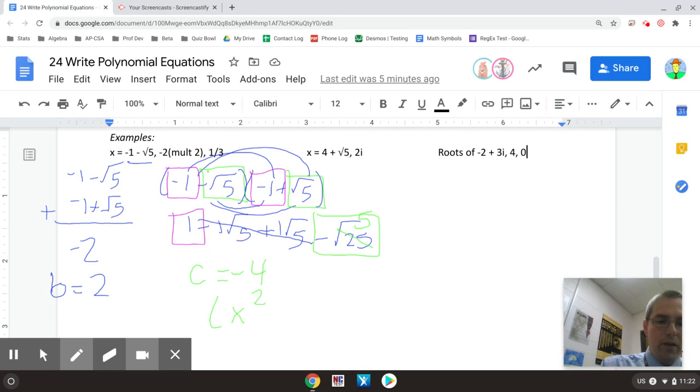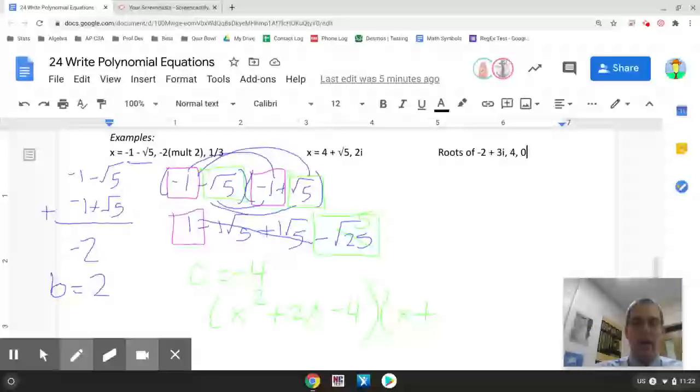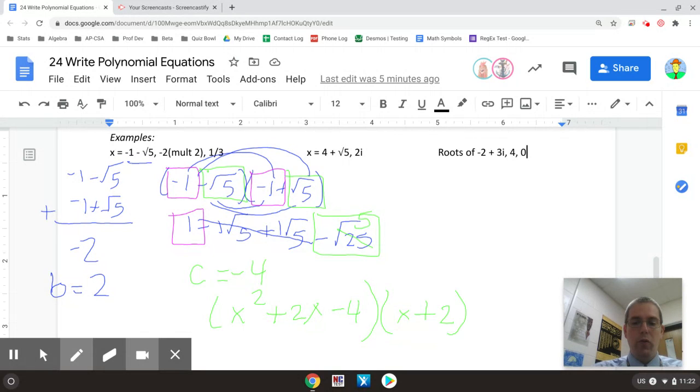Now my quadratic equation here will be x squared. My B value is 2, so plus 2x. My C value is -4, so minus 4. Now the next thing I need to worry about is the -2. So that's going to be just an x plus 2. And since it has a multiplicity of 2, you could either write it twice or be a little bit quicker and just put an exponent of 2.